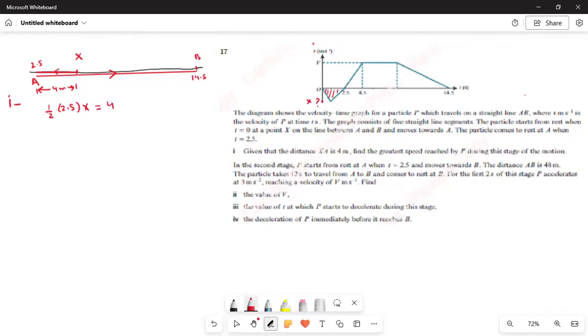So from here we conclude that x is equal to 4 times 2 divided by 2.5. And of course this is negative, so x should be negative. So this will give me a negative answer, and this answer is negative 3.2, and the units would be meters per second. So this was easy.